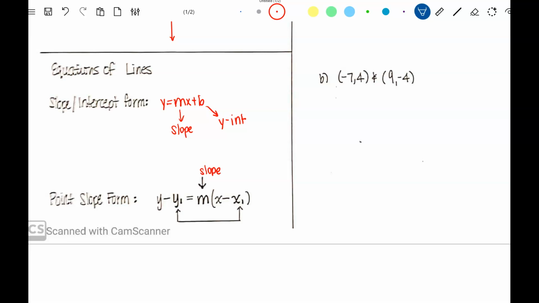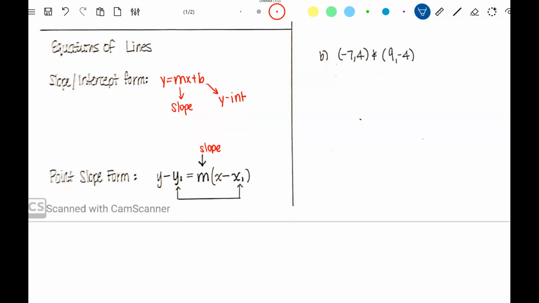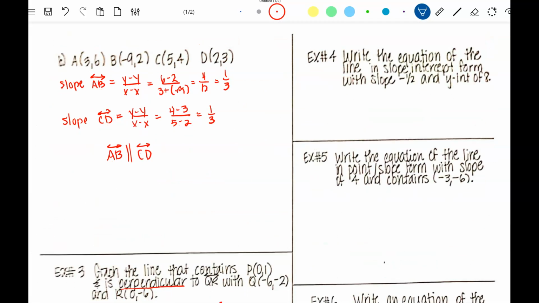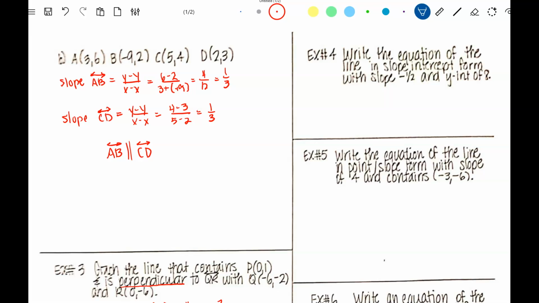And the x1 and y1 are going to become numbers, and they come from a point on the line. Okay, so example number 4 says write the equation of the line in slope-intercept form with a slope of -1/2 and y-intercept of 8. So it says slope-intercept form, so that's y equals mx plus b. So slope is m and y-intercept is b. So our equation is y equals -1/2 x plus 8.